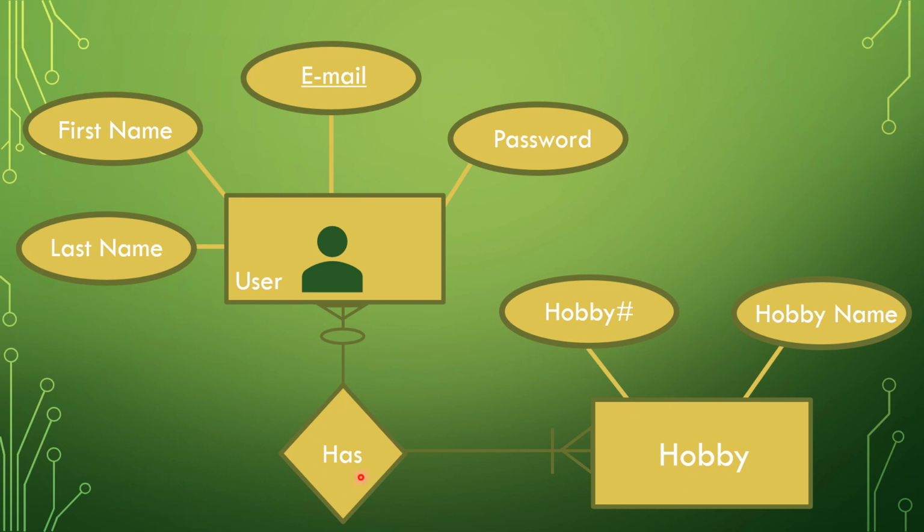The attribute hobby became a separate entity type which acquired its own attributes, namely hobby number and hobby name. The existing relationship "has" is a binary many-to-many type. Furthermore, the diagram suggests that the user has at least one hobby, and it's possible for a particular hobby not to be possessed by anyone.